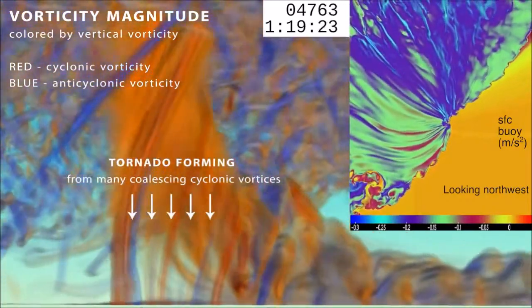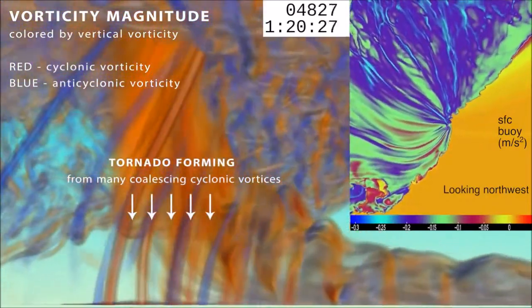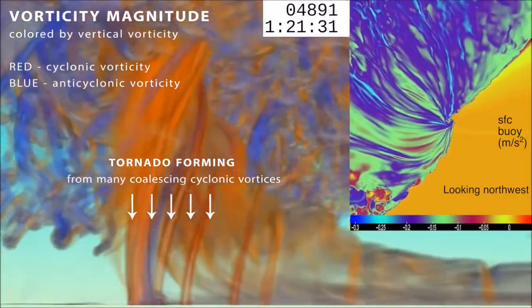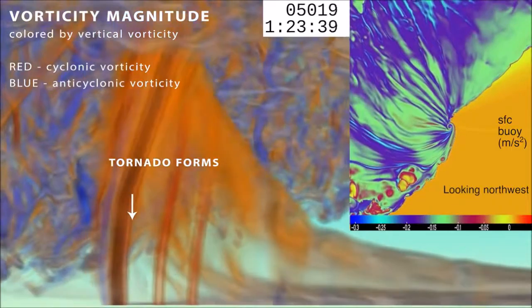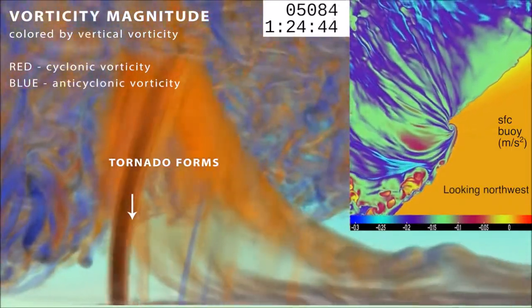We see dozens and dozens of these little vortices along the forward flank that merge together, that sometimes just get assimilated into the cyclonic flow of the main tornado. If they're anticyclonic, they get twisted around the tornado's periphery and spun and stretched and tilted and all sorts of cool stuff.